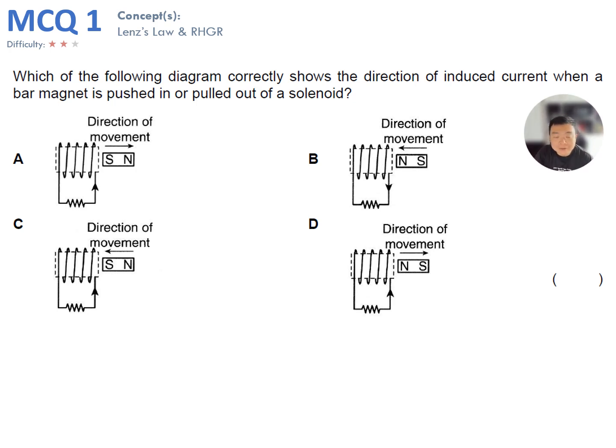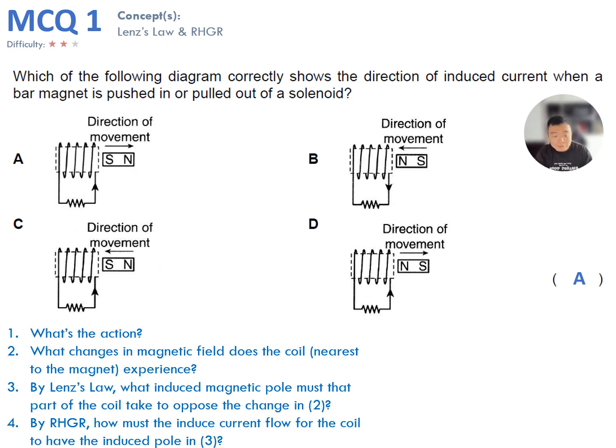This question is about applying Lenz's law and also your right hand grip rule to determine the direction of the induced current. So when you see questions that involve a coil and a moving magnet, when you apply Lenz's law on this kind of question, the steps are always the same. The answer to this question is A, and the steps will be as such.